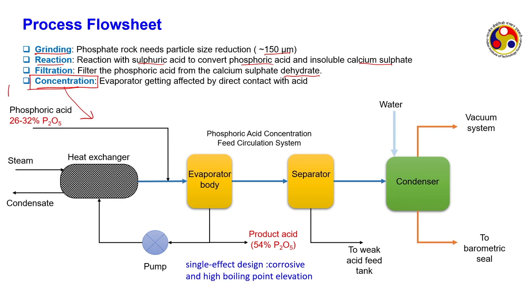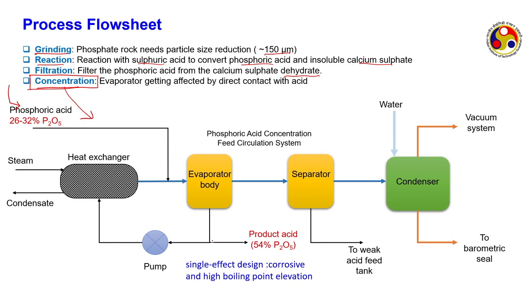This comes from the previous flow sheet, the phosphoric acid of this strength. A heat exchanger is there, which exchanges heat, and steam is sent here. Then you send the steam and the phosphoric acid to an evaporator body. When you evaporate in the body, it gets concentrated.